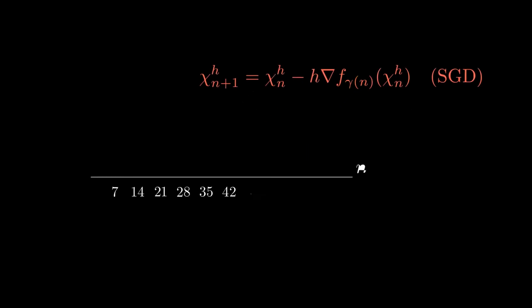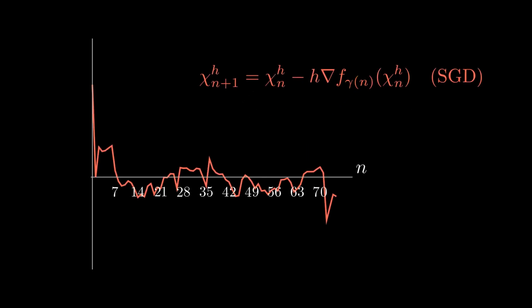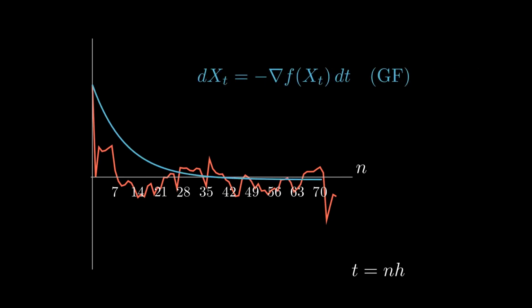Looking at a realization, say for minimizing the least squared error in a linear regression, we may get the idea of approximating SGD by some continuous process, say one that satisfies a differential equation. By identifying the continuous time point t with n times h, this is accomplished by the evolution of the mean negative gradient, also called gradient flow. This ODE is widely considered to be the continuous time analog to gradient descent, whether the latter is stochastic or not.